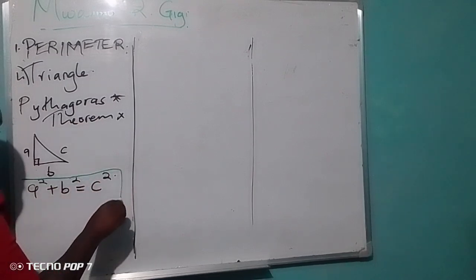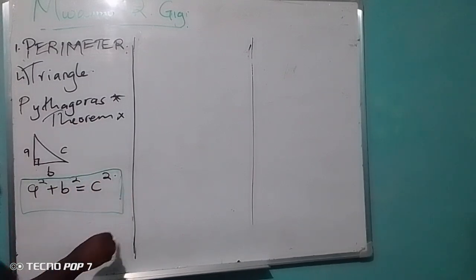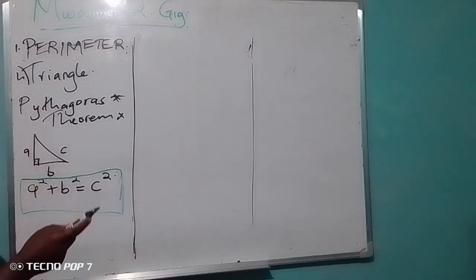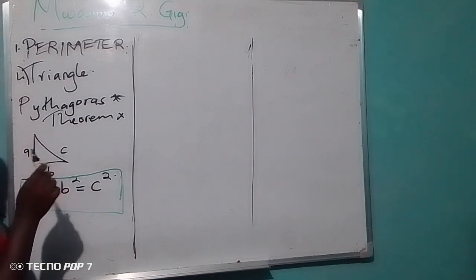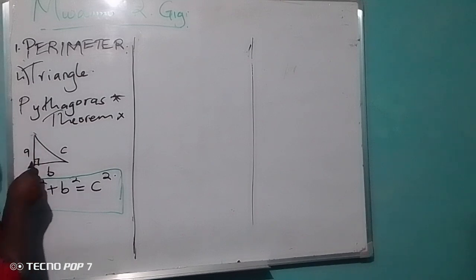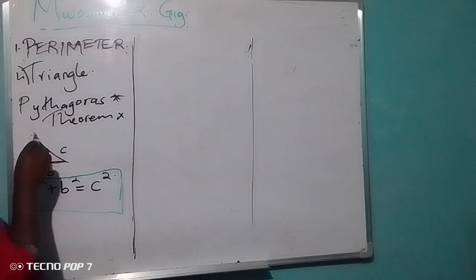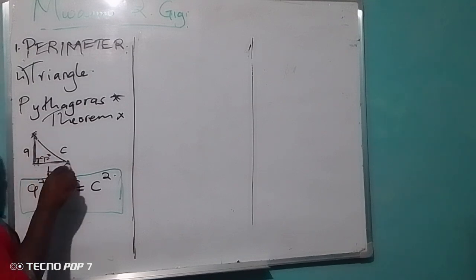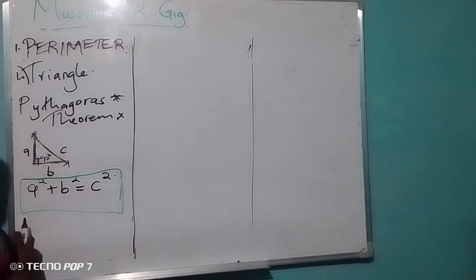Alidiscover kwa right angled triangle, side A squared plus side B squared is equals to side C squared. So in this case, this side hapa penye kuna the 90 degrees hapo, this side squared plus this side squared is equals to the longer side squared. So let's do an example ndo tuelewe.